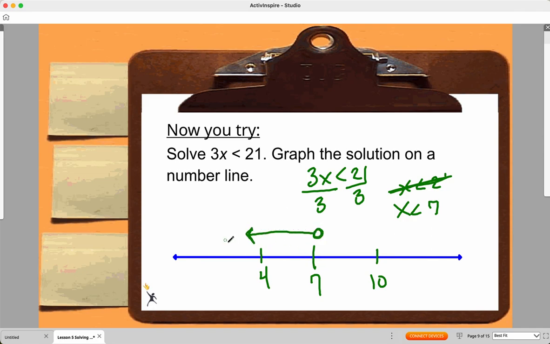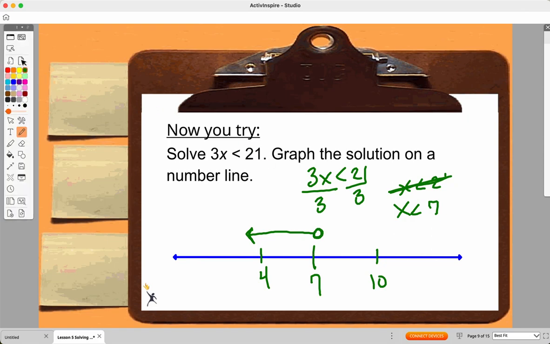So think about this. All these answers down here are technically correct. Each makes the statement true. So anything smaller than 7 will make that statement true. From 6.5 to 3 to negative 95 would all make this statement true.